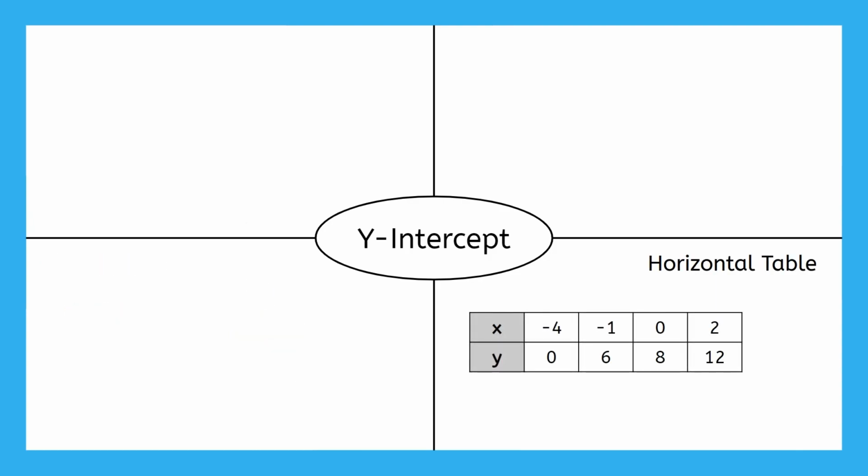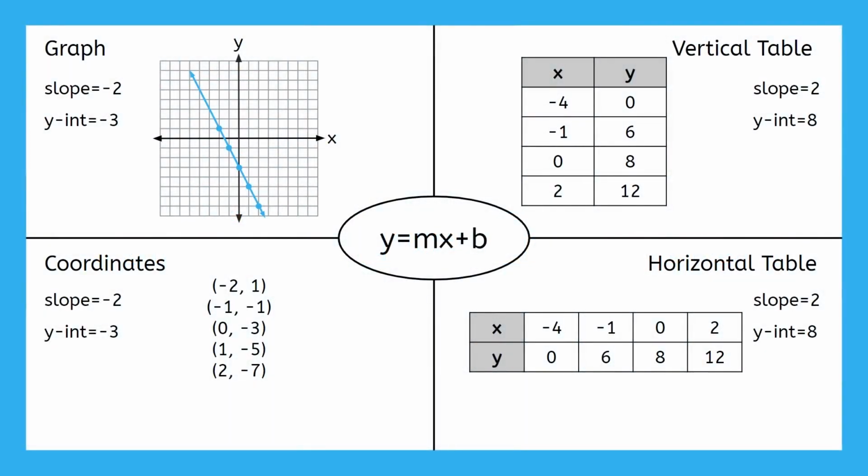Last up is the horizontal table. Make sure you find the x-y pair where x is 0. In this case, that would be 0, 8. For each of these representations, we now know their slope and their y-intercept, which means we can put them together to write their equations in slope-intercept form. Writing the actual equation is just a matter of substituting the slope for m and the y-intercept for b in the slope-intercept equation. So pause the video here and try writing these equations on your own now.